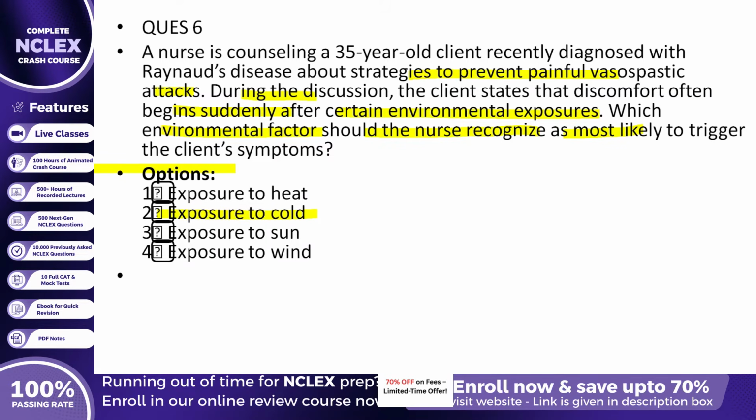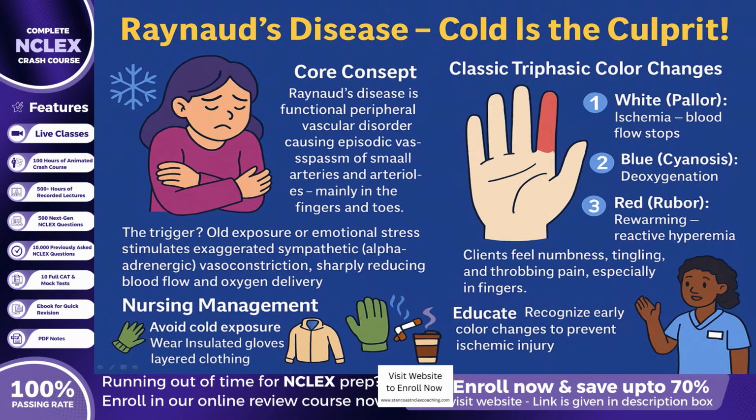In-depth understanding of this condition reveals that Raynaud's disease is a functional peripheral vascular disorder, marked by episodic vasospasm of small arteries and arterioles, primarily in the fingers and sometimes in the toes. The underlying problem involves an exaggerated alpha-adrenergic response and endothelial dysfunction, both of which lead to excessive vasoconstriction when the client is exposed to cold temperatures or emotional stress. When cold triggers the sympathetic nervous system, the digital arteries constrict intensely, restricting blood flow and oxygen delivery.